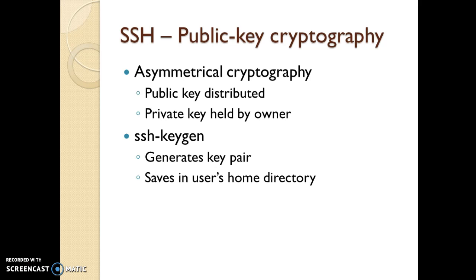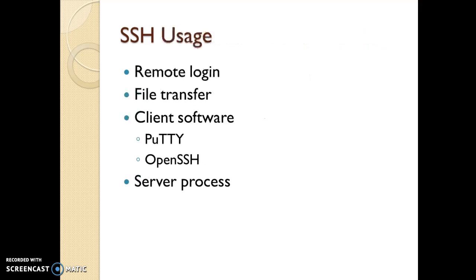It uses asymmetrical cryptography. If you recall, there are two discrete keys. You have a public key that's distributed by the originator, and a private key is held by the originator. In the Unix world, the command ssh-keygen is the utility that will generate a pair of keys, and the keys are typically saved in the user's home directory.